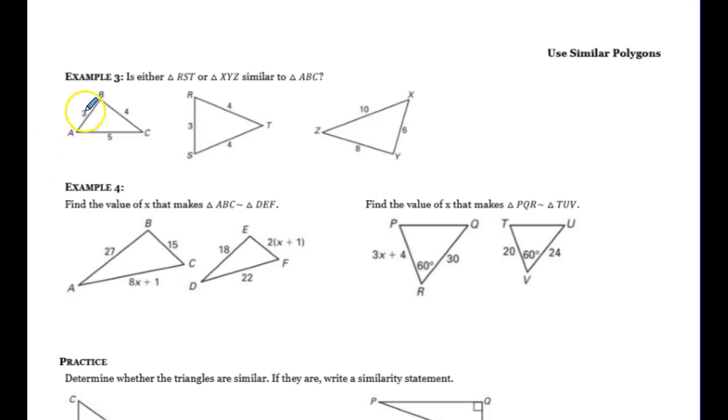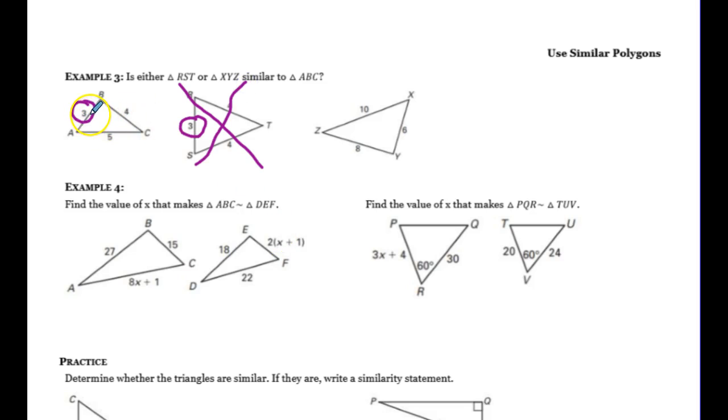Alright, last couple of examples. Is RST or XYZ similar to triangle ABC? So what you need to do is look at your triangle and see if your proportions stand. See if all the sides are proportional. So you want to take the smallest and match it up with the smallest. And I can already tell that RST is not going to be similar to ABC because ABC has 3 different side lengths and RST is an isosceles triangle. So these 2 side lengths are the same. So it definitely can't be RST.